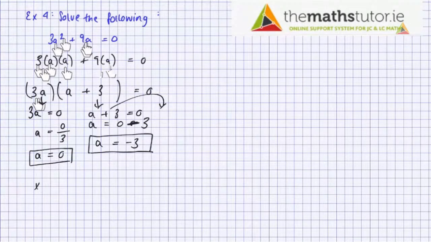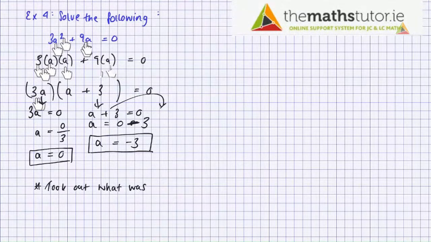For that one, I took out what was common, i.e. the highest common factor, HCF. That's how I solved that one. And we're going to go on to example 5 now as well. And example 5 is going to be solve the following.